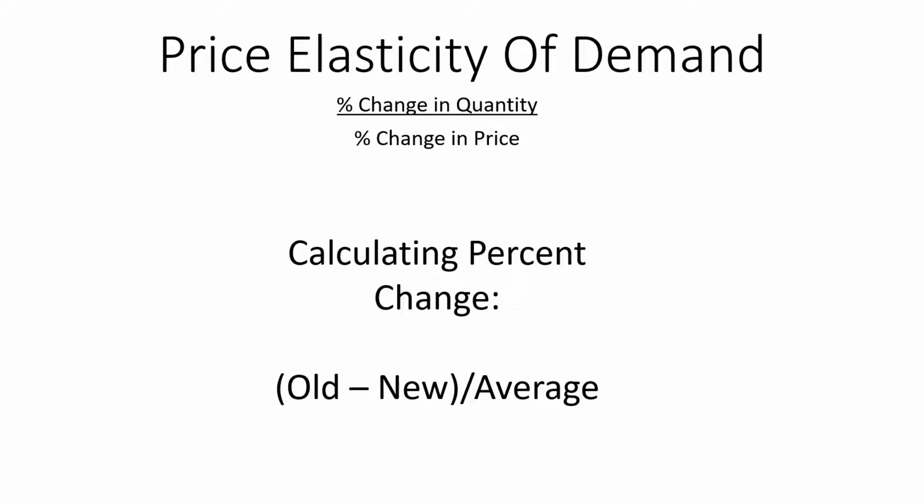So for calculating the percent change, which is all we really need for this problem, all we do is take the old value minus the new value and then divide that by the average of the old and the new values. Now let's take this to an example problem.